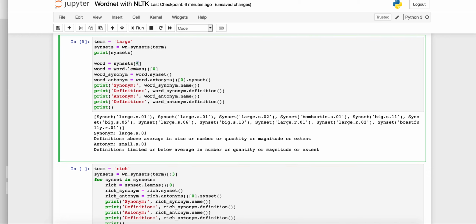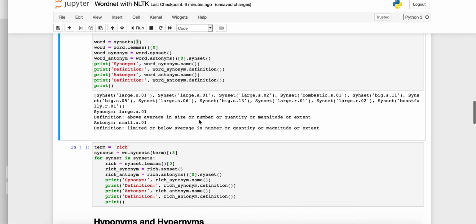So this 01 would be the second, because the first is a noun, and I was looking to compare adjectives. And so the first gloss in the adjectives is adjective 01, here's adjective 2, etc. So I'm choosing the second synset, which would be the first gloss of the adjective. And when we compare that, we see that it's above average in size. So that's this large. And then small would be the antonym.